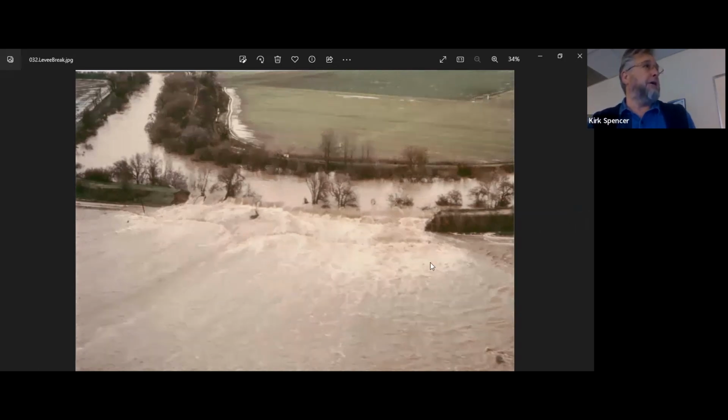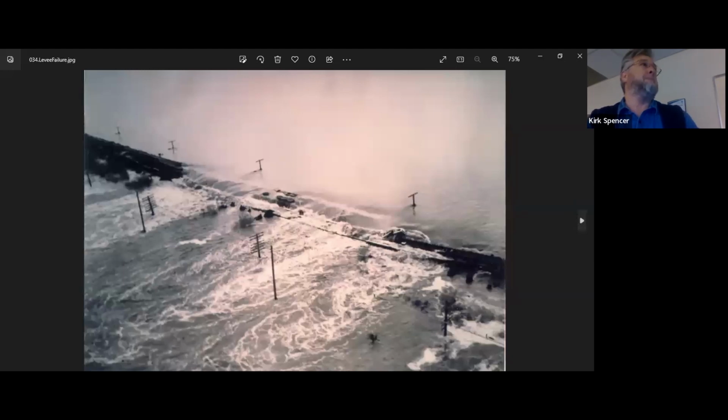Here's another broken levee. You see the power of the water coming out. Why is it coming out so rapidly? Because this whole channel has been elevated about 10 feet above the floodplain. Broken levee on the, I think this is Lake Pontchartrain.